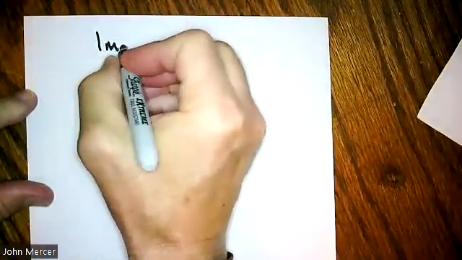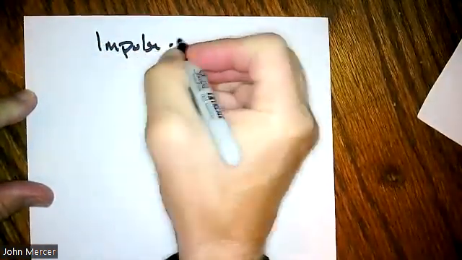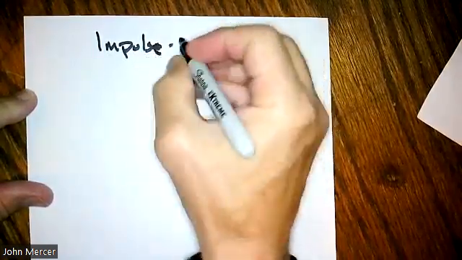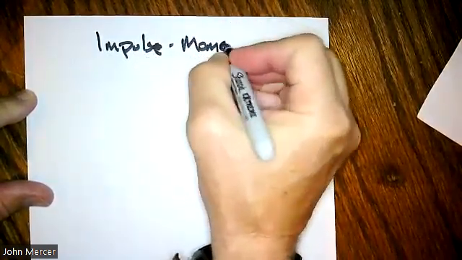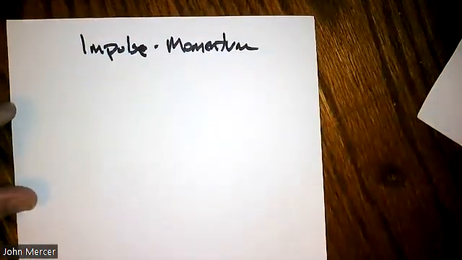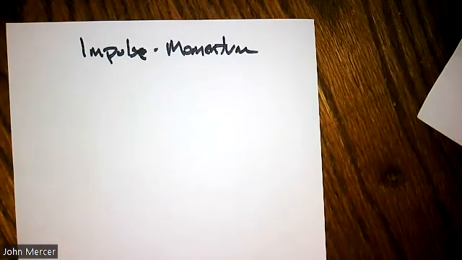Let's talk about impulse momentum. Impulse, it's an I, momentum. All right, so this is an important concept, and in another presentation, I'll go through the concepts more. But in this presentation, I'm just going to derive the impulse momentum relationship.